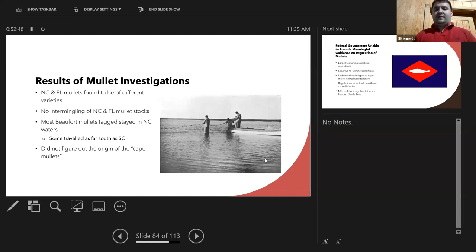And they didn't have time to figure out what was going on with these cape mullets or these sea mullets, which are actually kingfish, but they don't really get a chance to figure this out because the Great Depression happens in 1928, and there's priorities in terms of federal funding and that sort of thing.